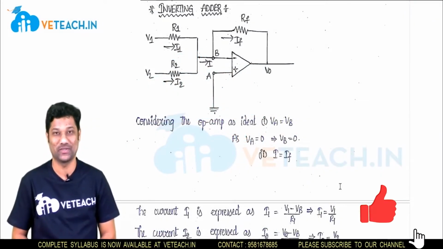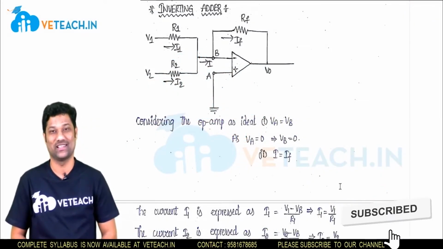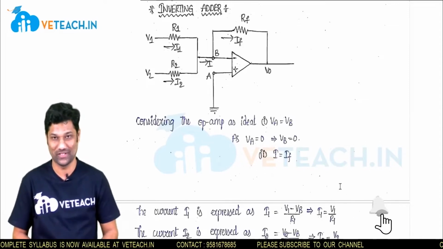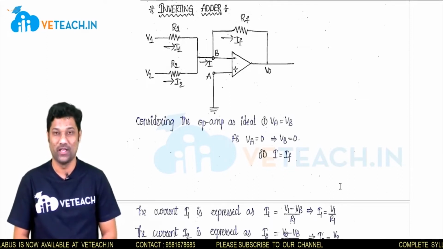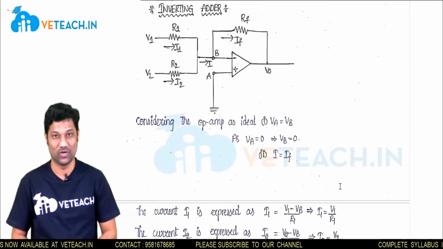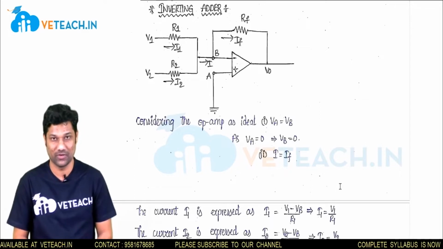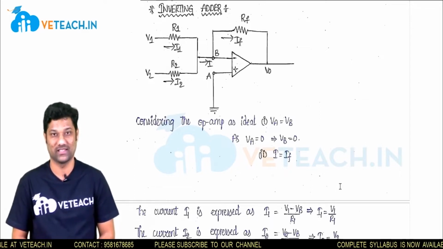So in this video, we are going to see how the op-amp acts as an adder. Up to now we have seen how op-amp acts like a subtractor, also known as a difference amplifier. We have also seen op-amp acts as a voltage follower or buffer. Now in this video, we are going to see how the op-amp acts as an adder.